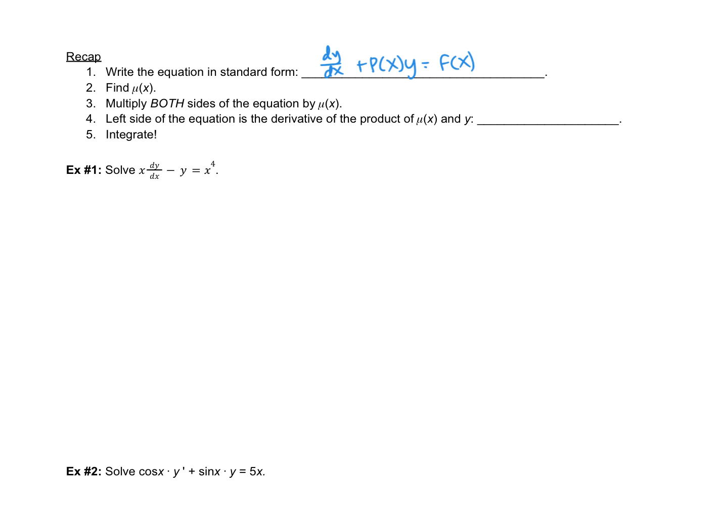Then you're going to find your integrating factor, that mu of x. Then you will multiply both sides of the equation by mu of x. If you do everything right, the left side of the equation should be the derivative of the product of e to the integral of p of x dx times y, or mu of x times y. And then you're going to integrate. So let's see an example.